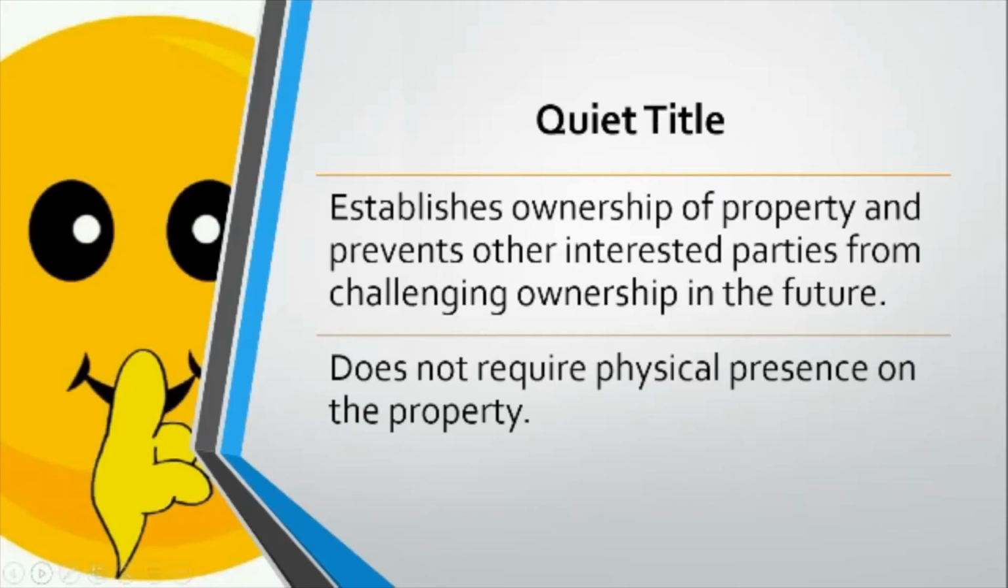Another common lawsuit to establish property rights is an action to quiet title. When others are out here claiming that they have an ownership in your property, a lawsuit to quiet title basically asks the court to tell all those other people, shh, and quiet their claims. It basically establishes ownership of the property to the true owner and can prevent others from challenging ownership in the future. Unlike adverse possession, it does not require physical presence on the property.